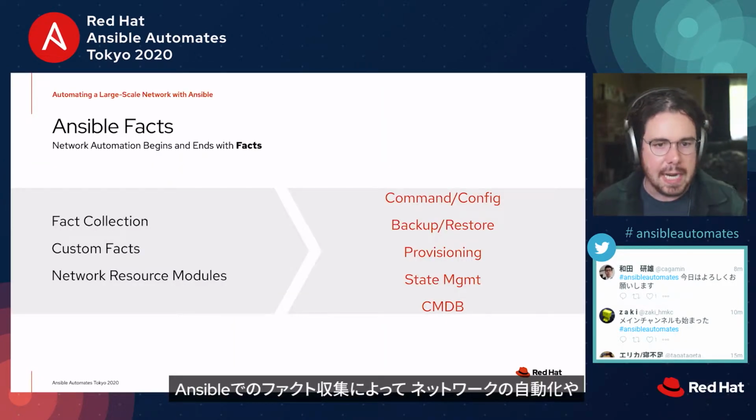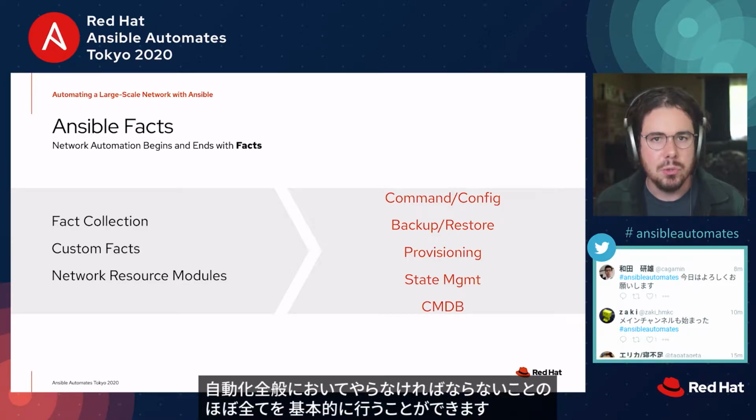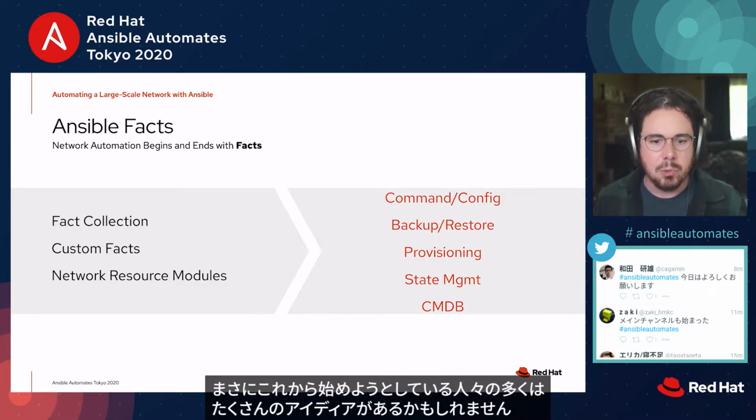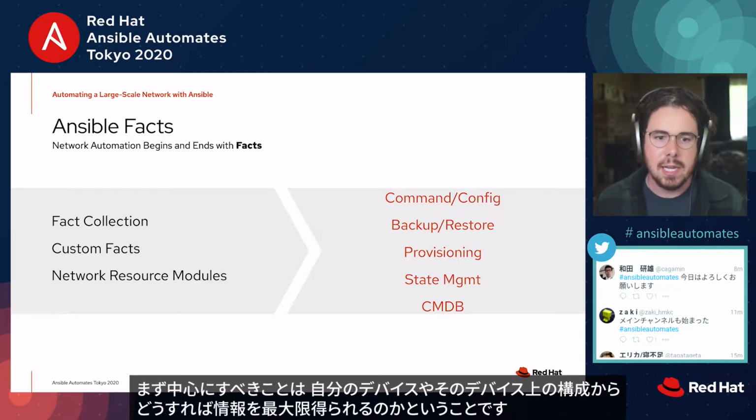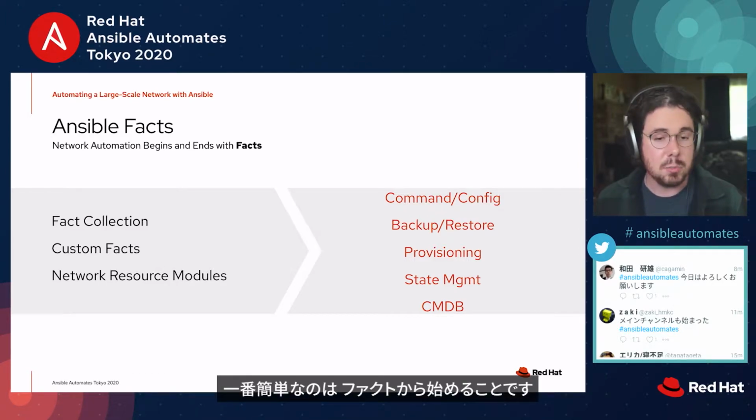And fact collection with Ansible is going to basically allow us to do pretty much everything we need to do with our network automation and just our automation in general. A lot of people who are just starting out, they may have a lot of things they're thinking about, a lot of ideas. And the first place to really start centering on is how can you get the most information out of your devices and out of your configurations on those devices. And the easiest place to do that is starting with facts.